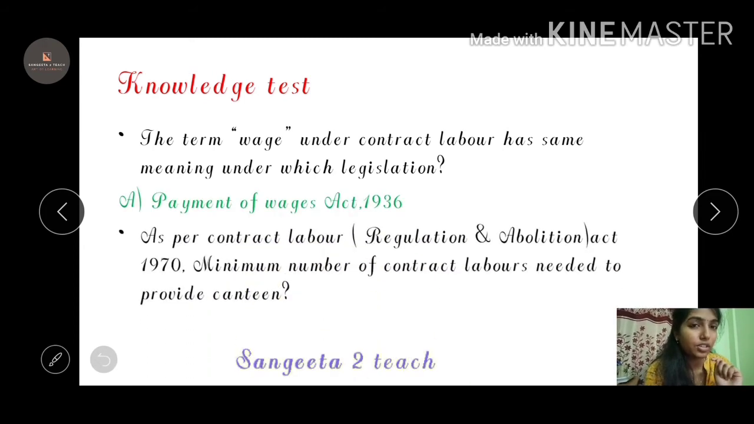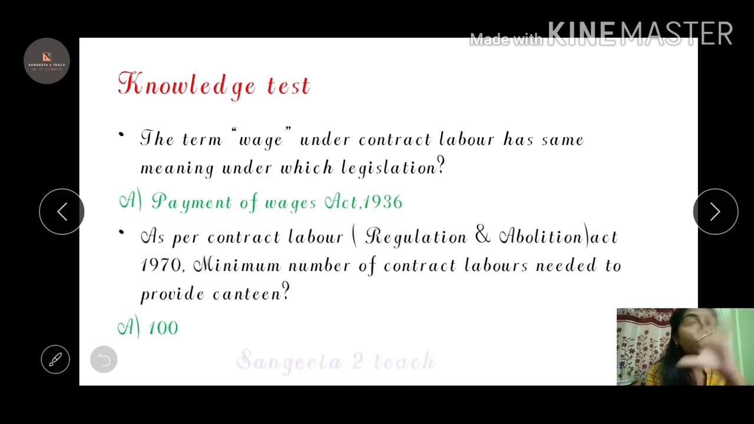Let's see the next question. As per the Contract Labour Regulation and Abolition Act 1970, the minimum number of contract laborers needed to provide a canteen. We talked about the canteen, right? How many people have to be employed? If there are at least more than 100, for sure there must be a canteen. So for 100 employees, you have to provide a canteen.